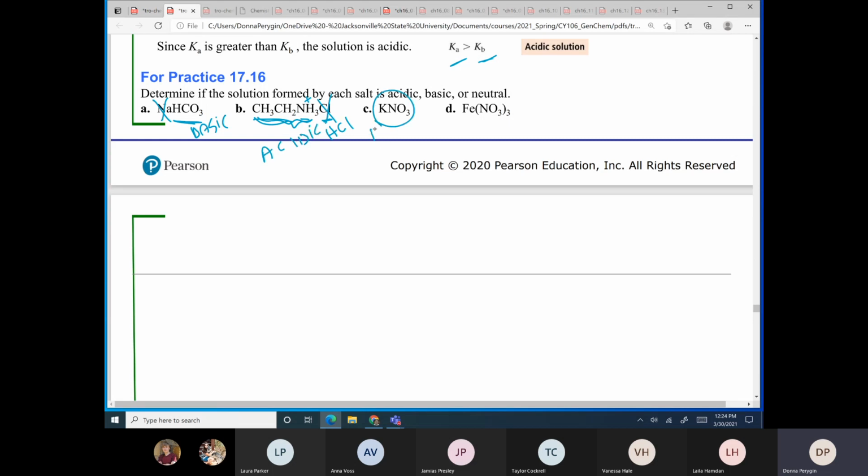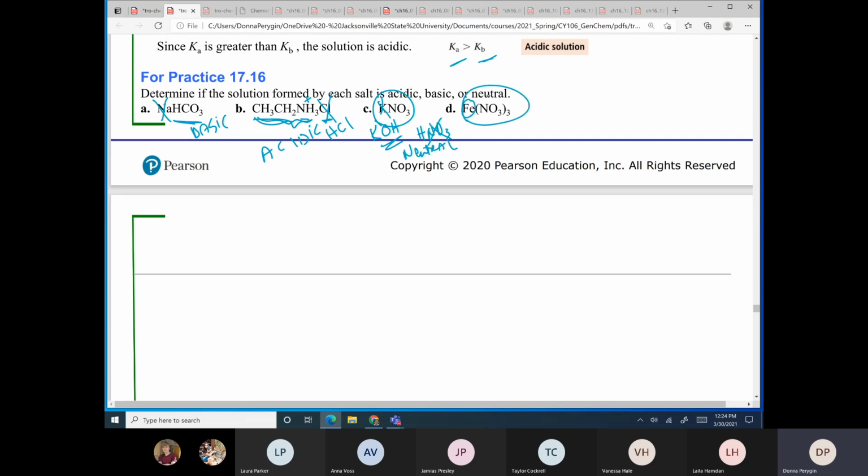KNO3, K is the cation of potassium hydroxide. That's a strong base, so it's not going to contribute anything. The nitrate, the NO3, is the conjugate base of the strong acid HNO3, nitric acid. So the NO3 contributes nothing because both of those completely dissociate in solution. So this is going to be neutral, okay?